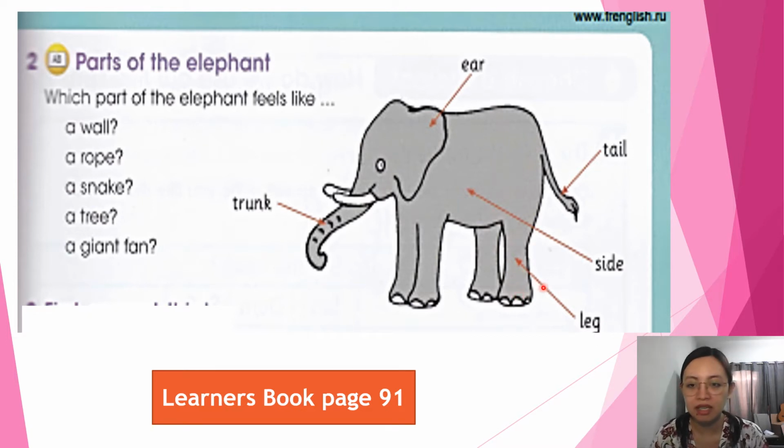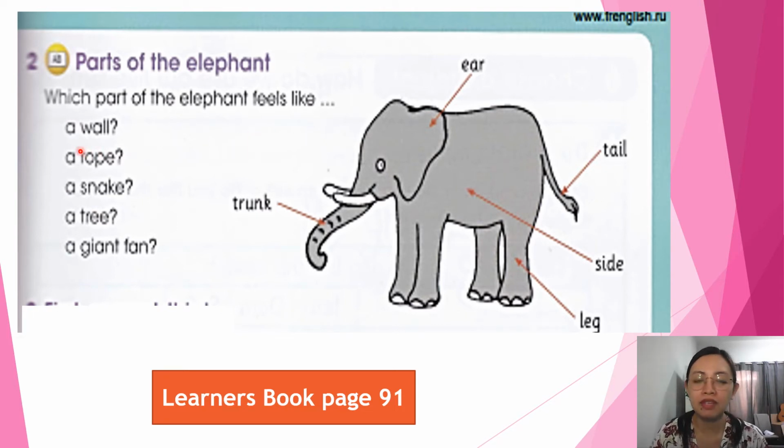Next one. This one is the leg, or these are the legs. The legs of the elephant are strong. While the last part is this one. What do you call this one? Yes, it's the tail. So the tail of the elephant is also long. So let's read them once again. Ear, trunk, leg, side, tail. Very good. You did a great job. Now, which part of the elephant feels like?